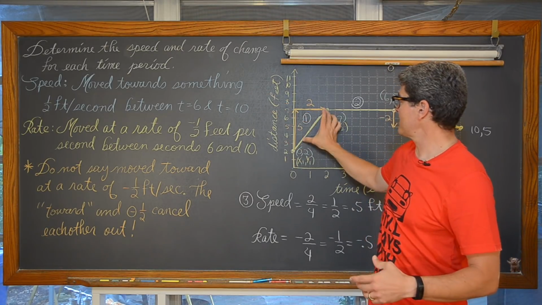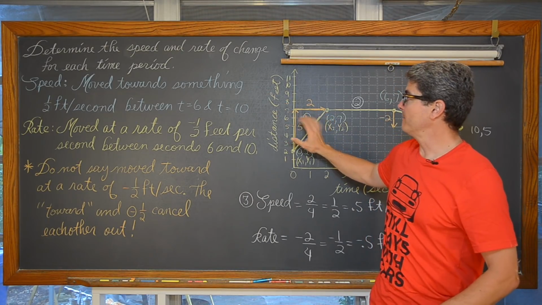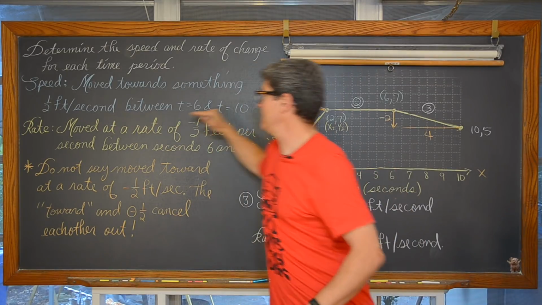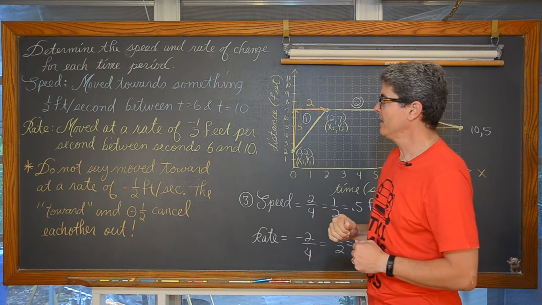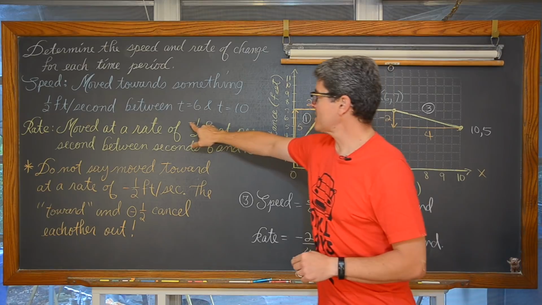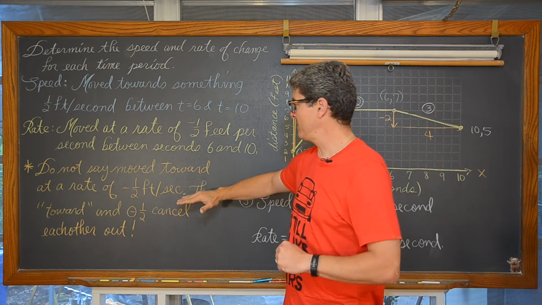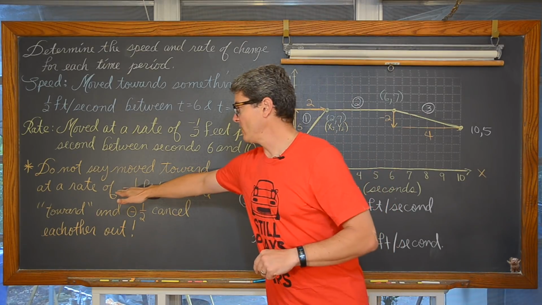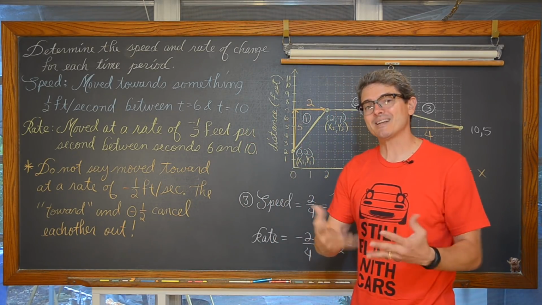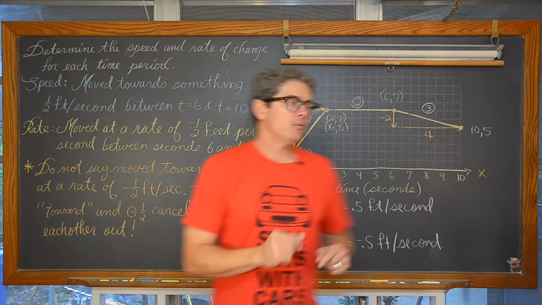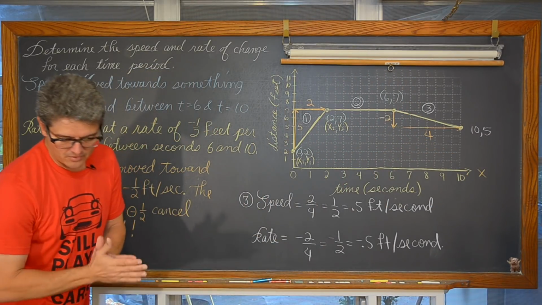That first segment was moving away at a particular speed over a particular period of time. The rate, though, the sign indicates that movement. Don't mess yourself up by saying in this example towards with a negative rate at the same time. That's really technically incorrect.